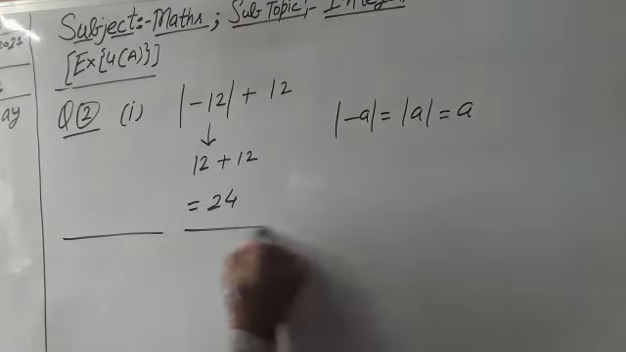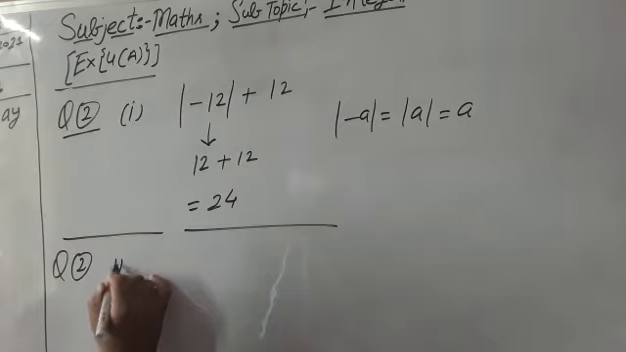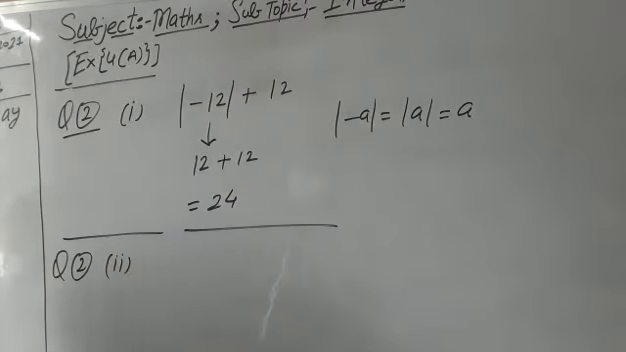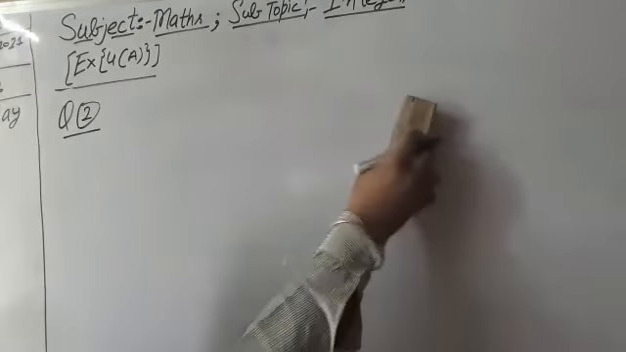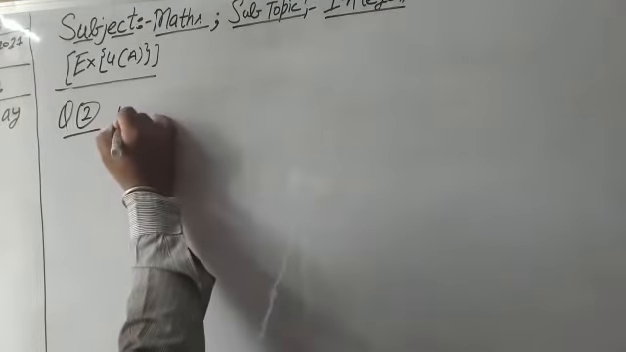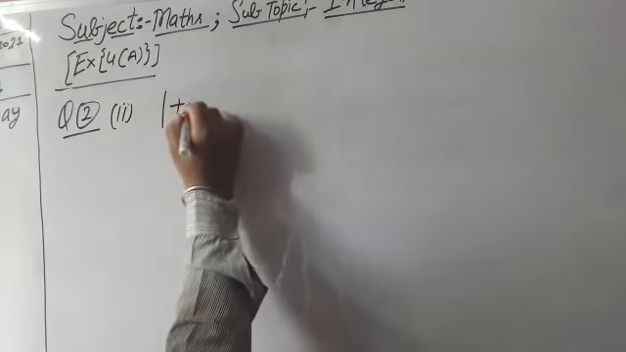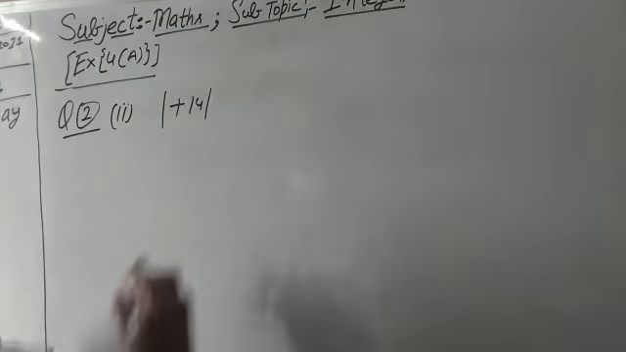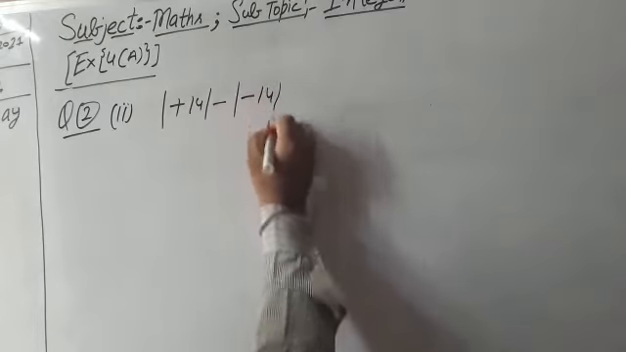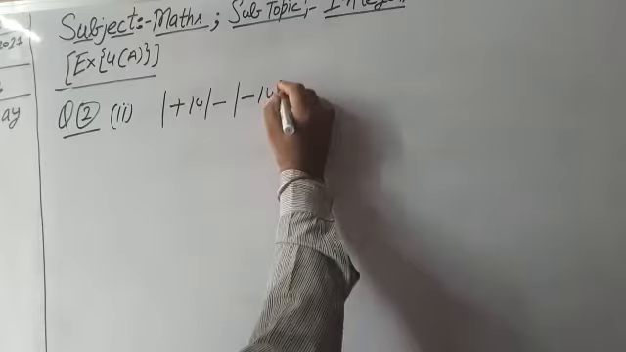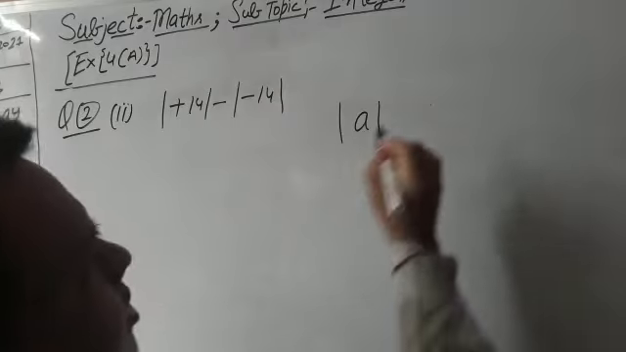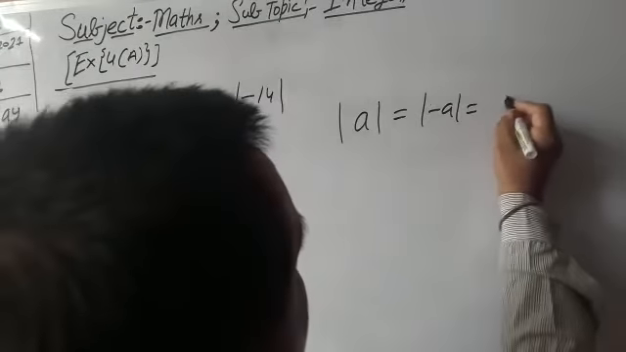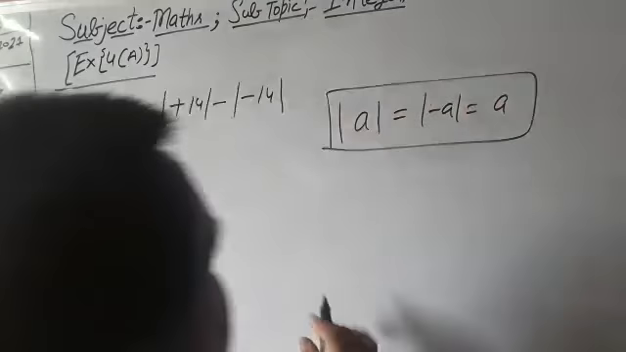We consider the second part of question number 2. This is your first part. Now we take the second part of it. What is the second part? Mod of plus 14 minus mod of minus 14. Is it clear? Now you know very well, according to the formula, according to the syntax, mod a is equal to mod of minus a is equal to a. This is the formula behind it.